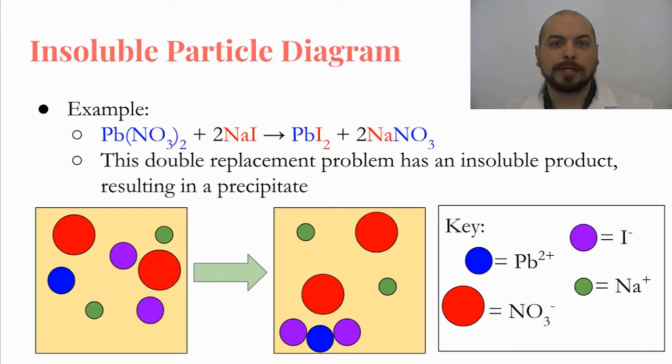And for sodium and nitrate, because of the fact that they are still aqueous in the product side, we're going to go ahead and show them still separate and in the same numbers as they were on the reactant side to show conservation of matter.